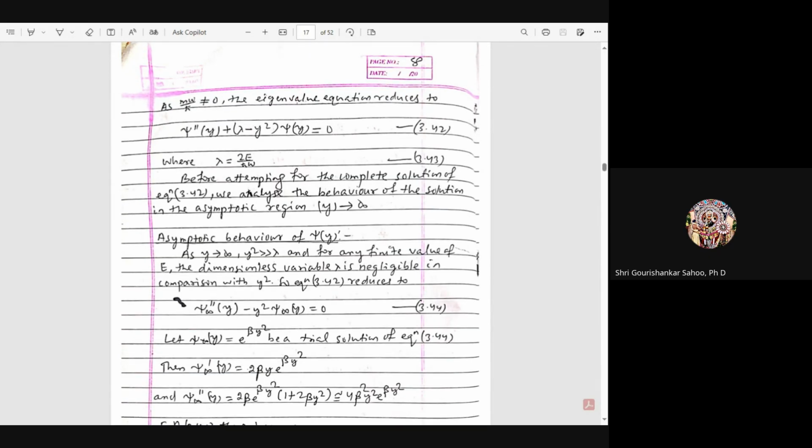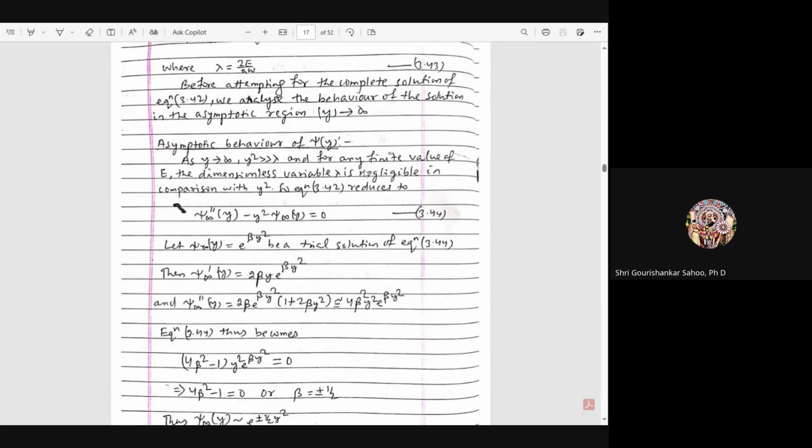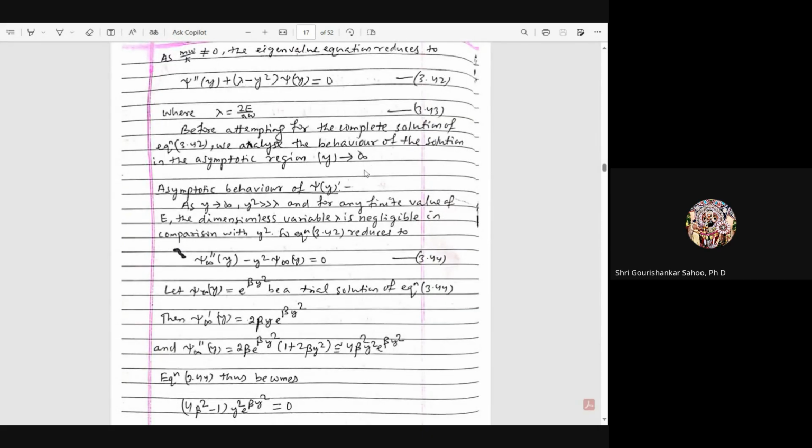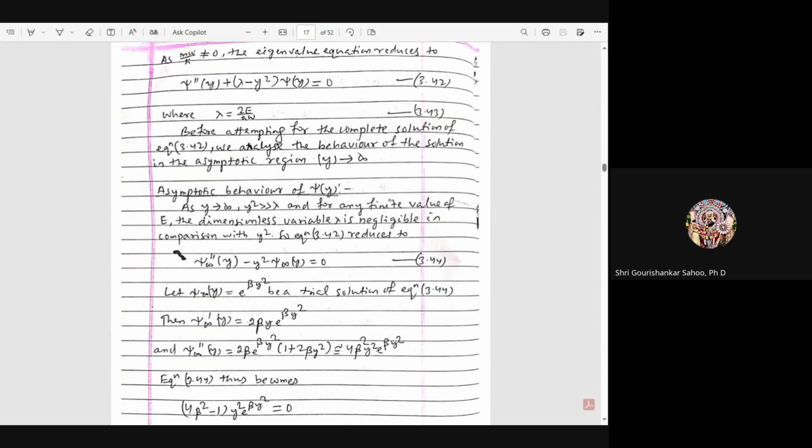Now you can see the asymptotic behavior of psi, which is a function of y. As y tends to infinity, y square is very much greater than lambda. For any finite value of e, the dimensionless variable lambda is negligible in comparison with y square. So this equation reduces to psi infinite double dash minus y square psi infinite is equal to 0.